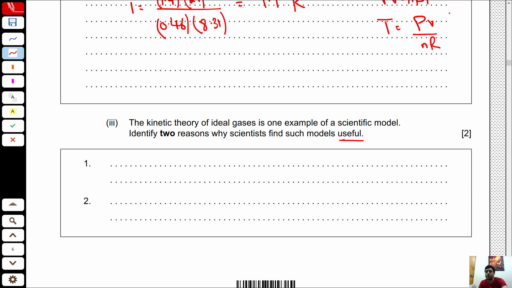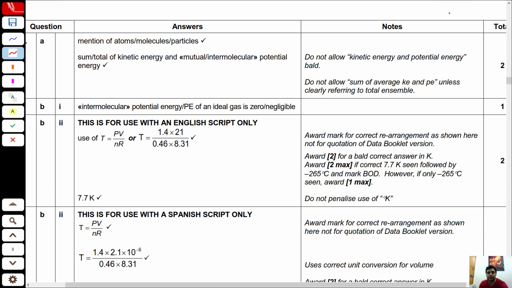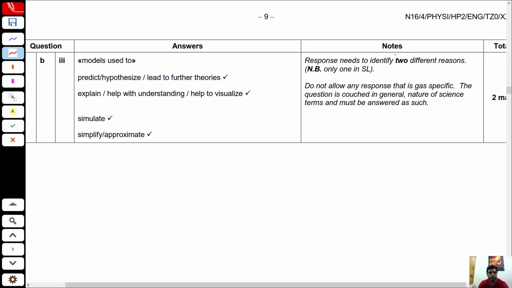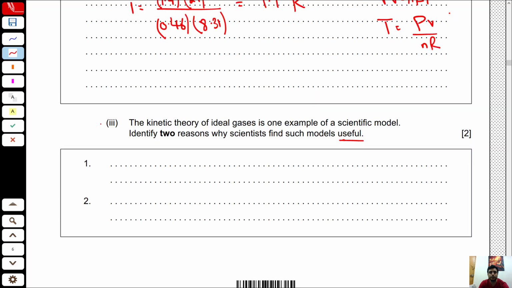So let's talk about how simple life for a scientist becomes when analyzing the result. Talk about simplicity. As you can see here, it's easy to model, predict, hypothesize, explain, help with understanding, help to visualize, and simplify, approximate, and simulate. Simulate means approximating the result. So it helps in the simulation also. That is the usefulness of this kinetic theory of ideal gases.